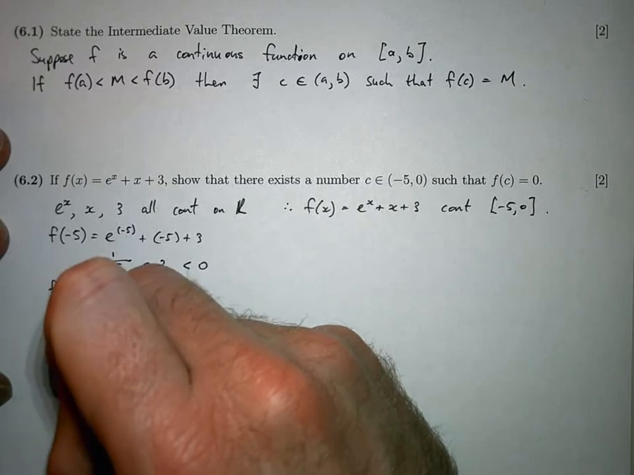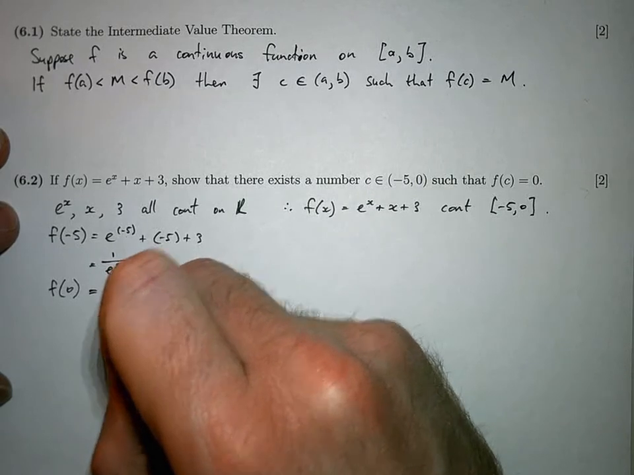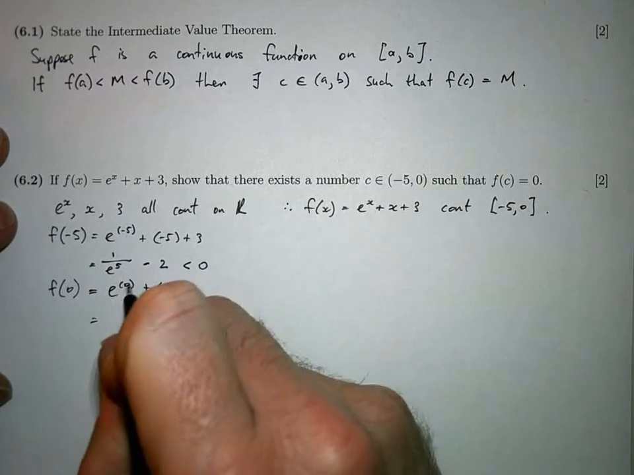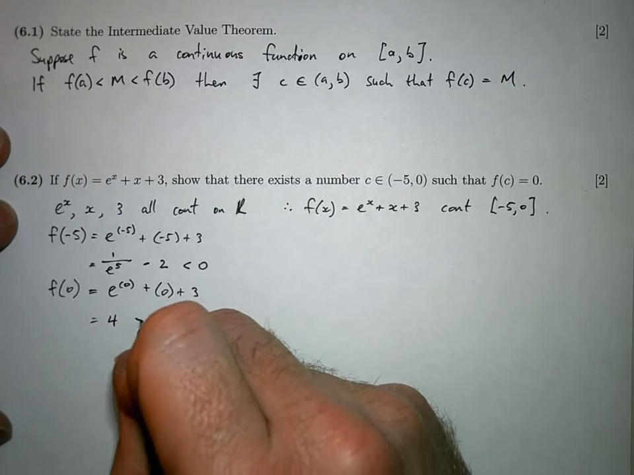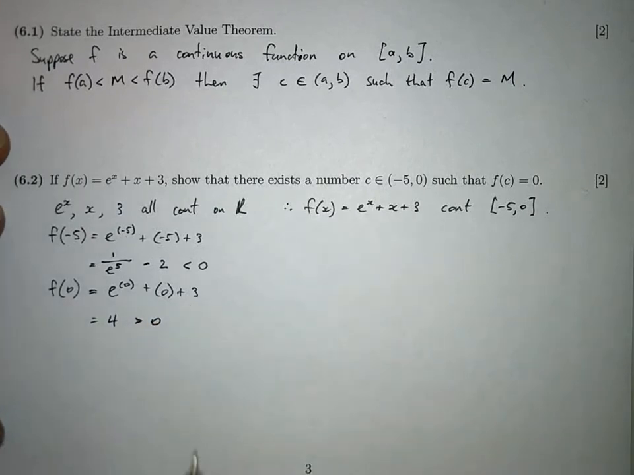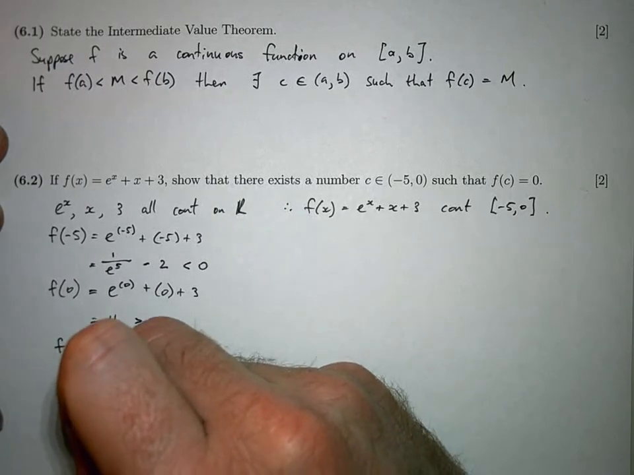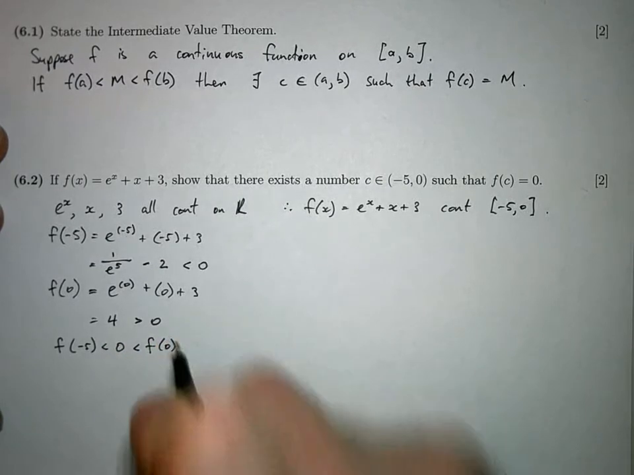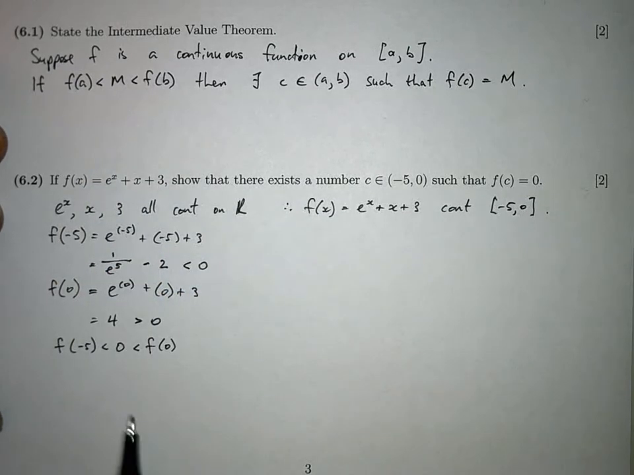And then we also have to work out f of 0, and this one's a little bit easier. You've got e to the power of 0 plus 0 plus 3, and that's simply equal to, well, e to the power of 0 is 1, plus 0 plus 3, that's equal to 4, and that certainly is greater than 0. So what we've shown here is that f of minus 5 is less than 0, which is less than f of 0, which is exactly this form over here. We've got f of minus 5 is less than some m value, which is less than f of 0.